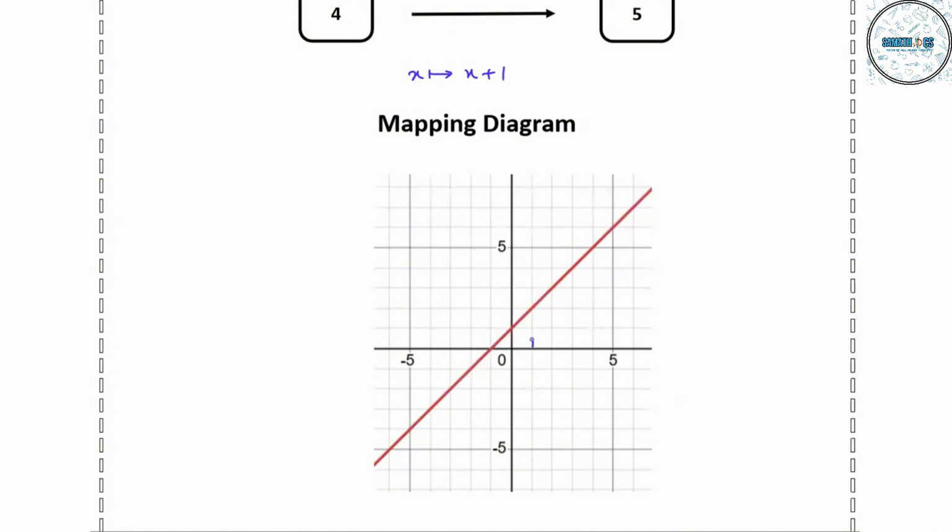You can see for this value of x, there is just one output. For this value of x, there is just one output, this one. For this value of x, there is just one output, which is this one. You can see here as well. So it is called 1-to-1 mapping.